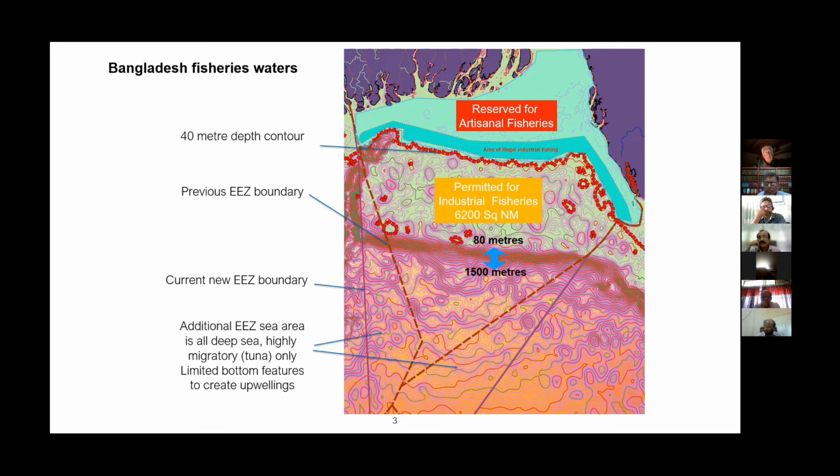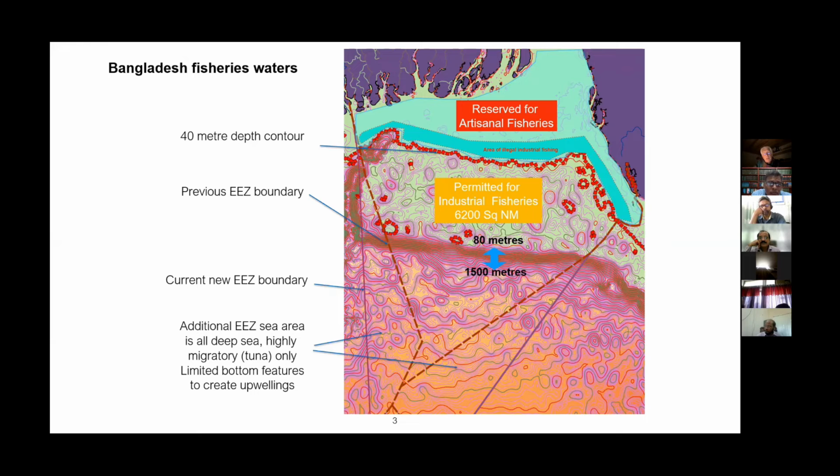The industrial fleet is very large, 250 or so vessels operating in 6,200 square nautical miles of continental shelf, which makes this continental shelf one of the most concentrated industrial fisheries in the world, with big requirements to improve that management, which the Sustainable Coastal Marine Fisheries Project is hoping to set out to do.